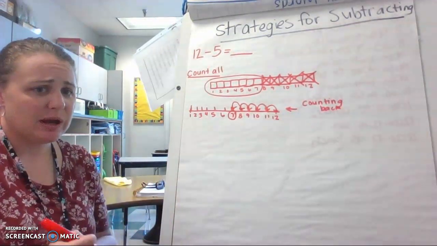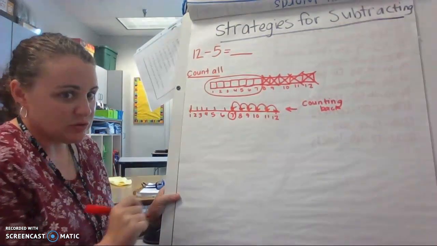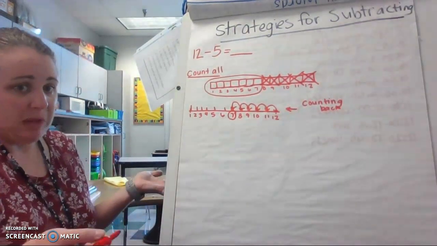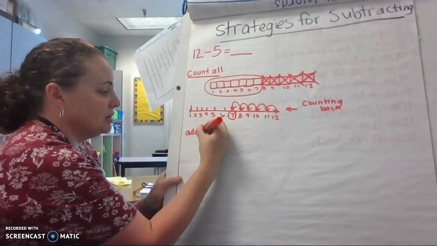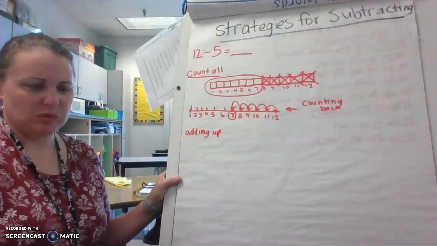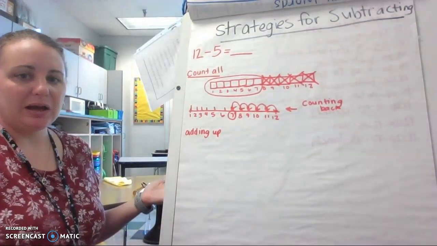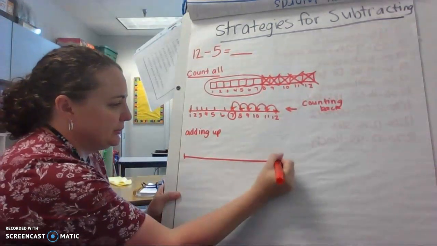Now, some of us might not want to count back. There's another strategy that I love for subtraction, and you might like this too. I don't know. It's really up to you. It's called adding up. We say adding up? Well, that seems really weird. I'm not adding, I'm subtracting. But what I mean by adding up is this.